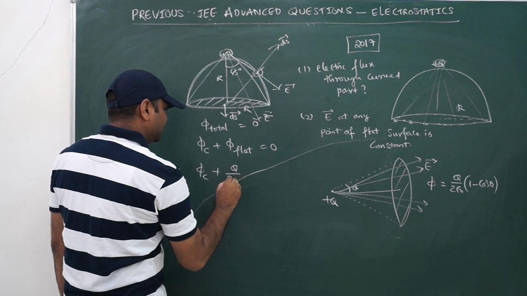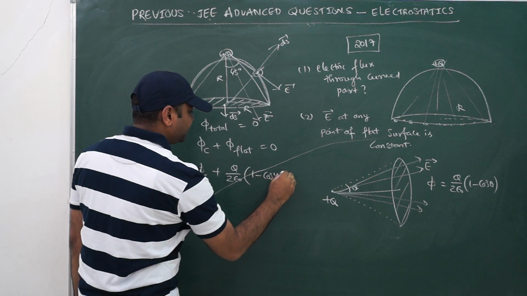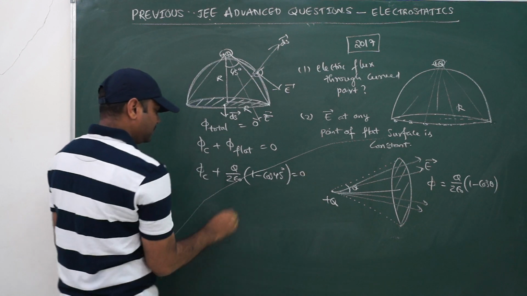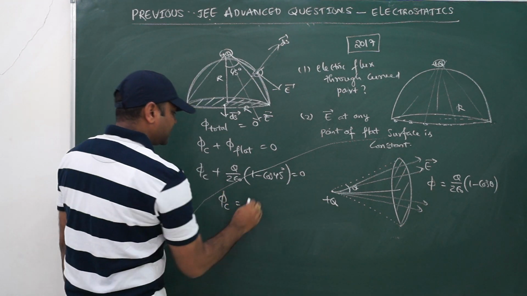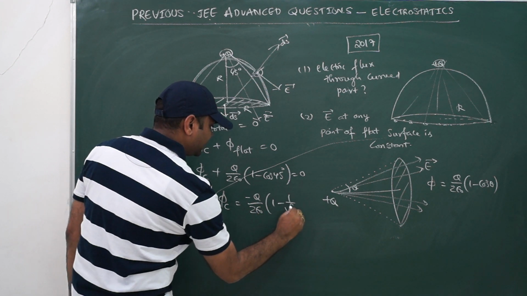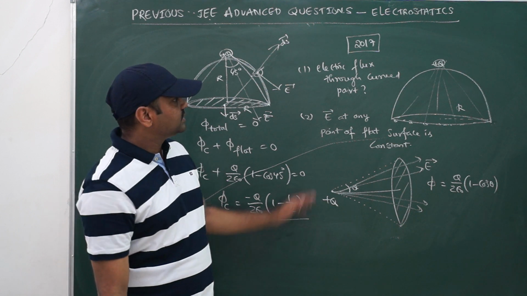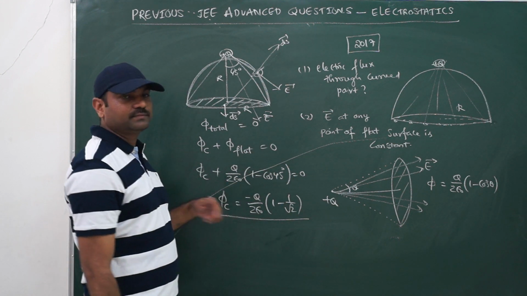Plus Q by 2 epsilon naught, now I am writing the formula, 1 minus cos 45, is equal to 0. Then what is the flux through the curved surface? I can write minus of Q by 2 epsilon naught into 1 minus 1 by root 2. So directly this value is there in one option. So you can identify the flux through the curved surface.